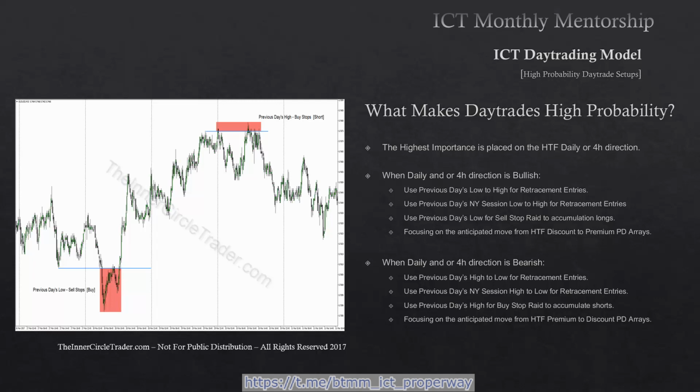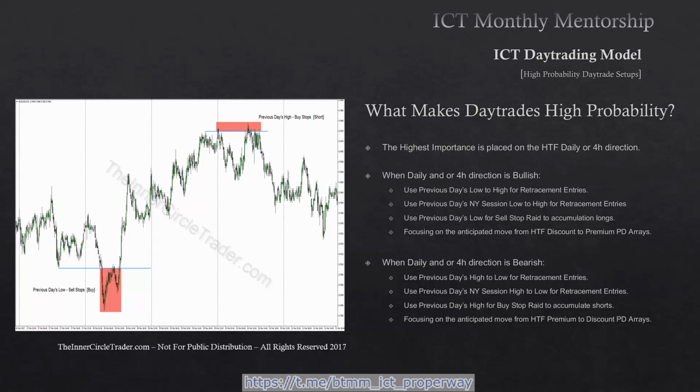When we're looking for high probability day trades, what we're really focusing on is where's the next most likely direction, higher or lower, and off of what level, and trading up to what level for a profit. There's several swings that you need to be aware of. Obviously, the previous day's high and low, the previous day's New York session range from high to low. That means the session's highest high and the lowest low during the New York trading hours.